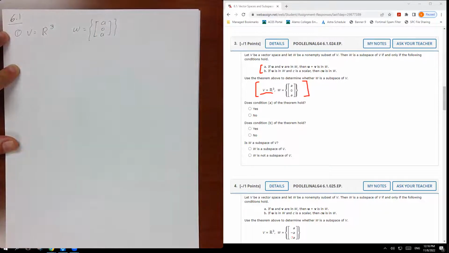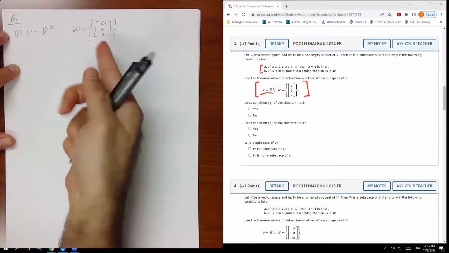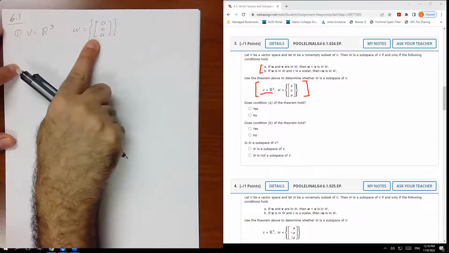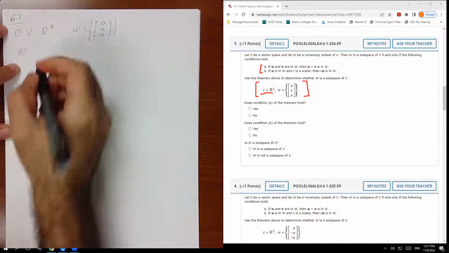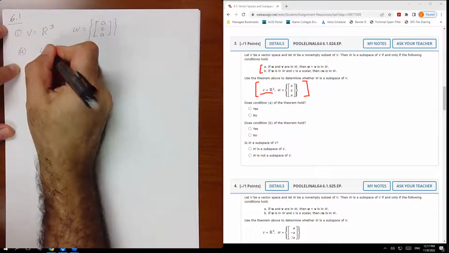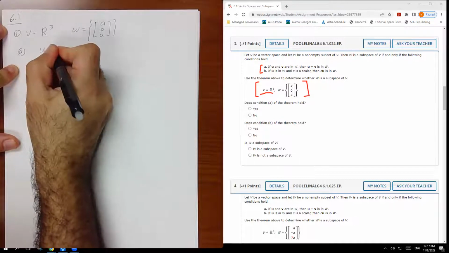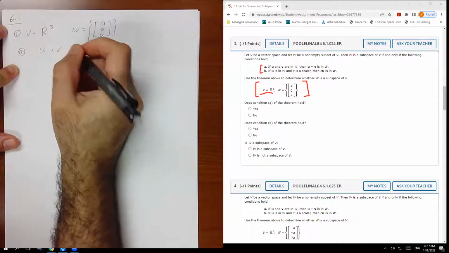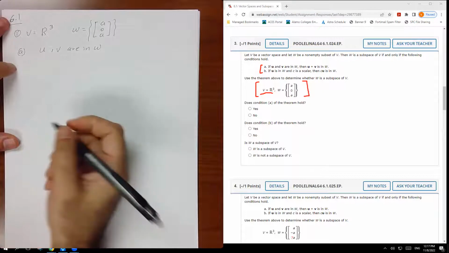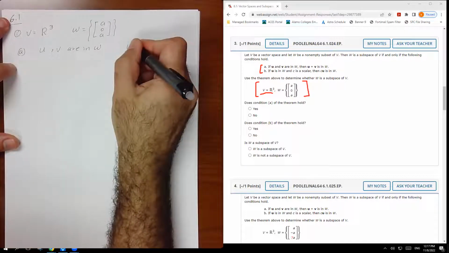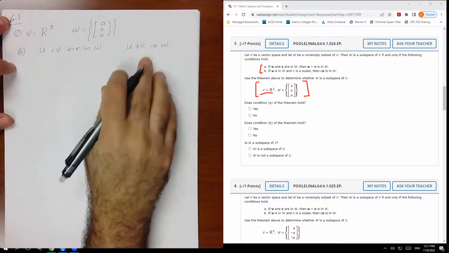So now we're going to take two vectors from W. If the addition gives us a vector that belongs to this set, that means the first condition is satisfied. So I'm going to work on the first condition. I'm going to let U and V be vectors in W, and we need to prove that U plus V is also in W. That's what we need to prove.